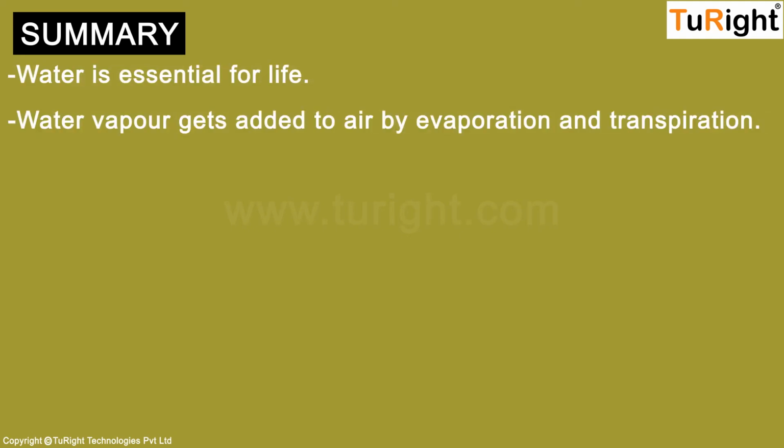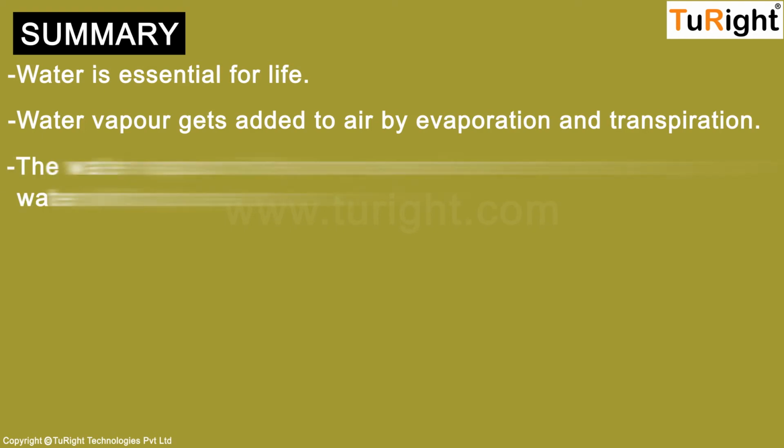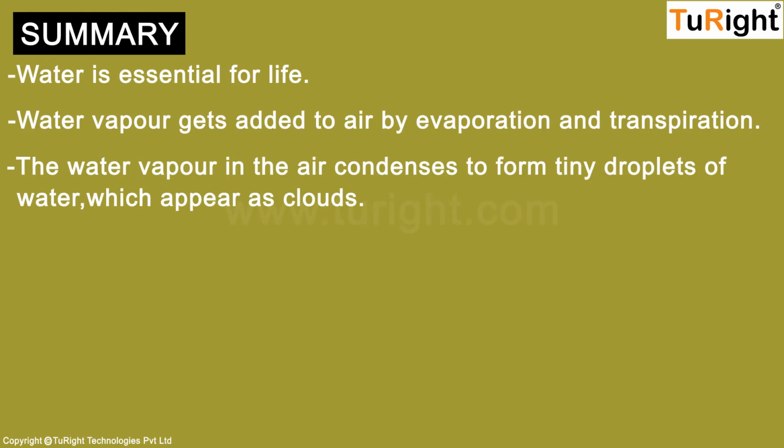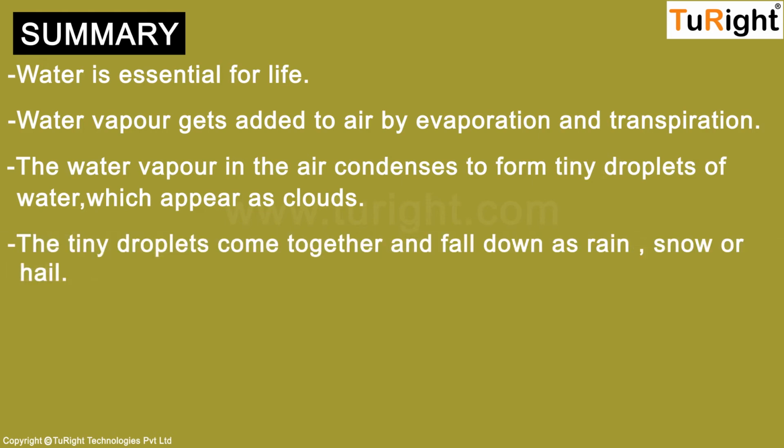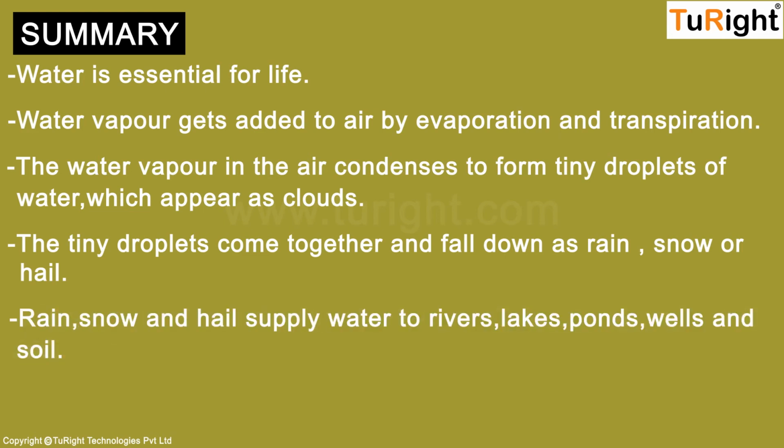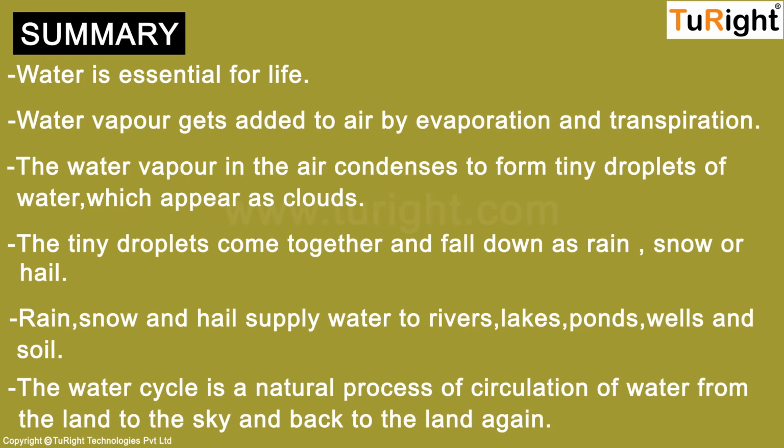Let us summarize what we have learnt. Water is essential for life. Water vapor gets added to air by evaporation and transpiration. The water vapor in the air condenses to form tiny droplets of water which appear as clouds. The tiny droplets come together and fall down as rain, snow, or hail. Rain, snow, and hail supply water to rivers, lakes, ponds, wells, and soil. The water cycle is a natural process of circulation of water from the land to the sky and back to the land again.